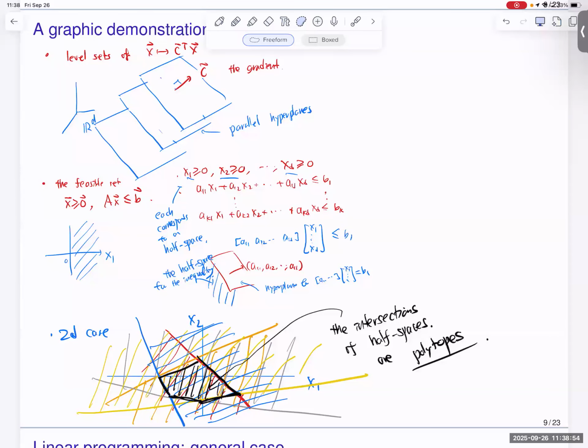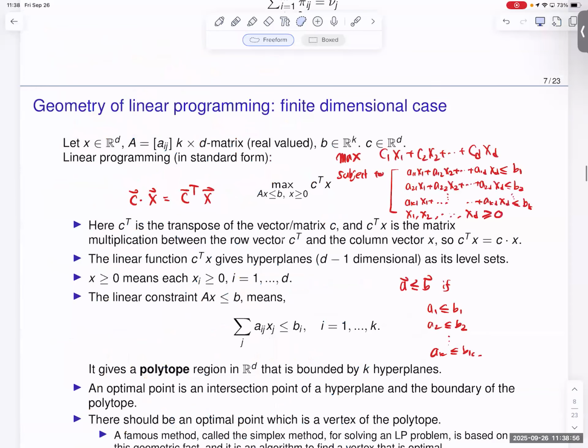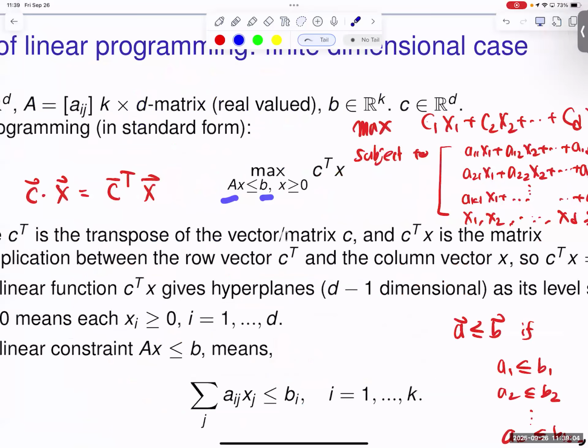Okay, in particular, the feasible sets satisfying this constraint, depending on this matrix A and this vector b, may not necessarily be bounded. Okay, there are unbounded feasible sets. It can be empty sometimes. Okay, or it can be bounded and then it's like a polytope, but it can be like an unbounded polyhedron.